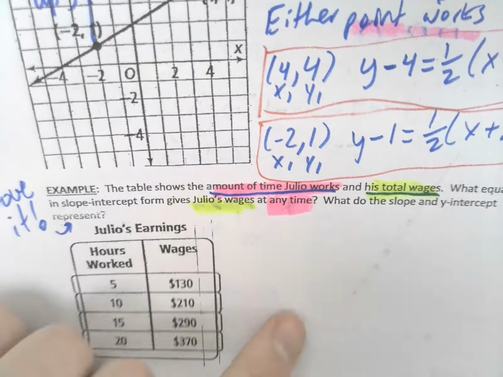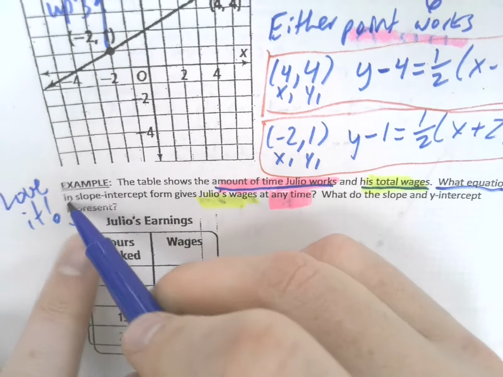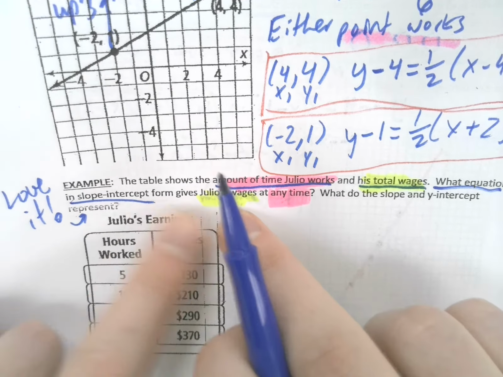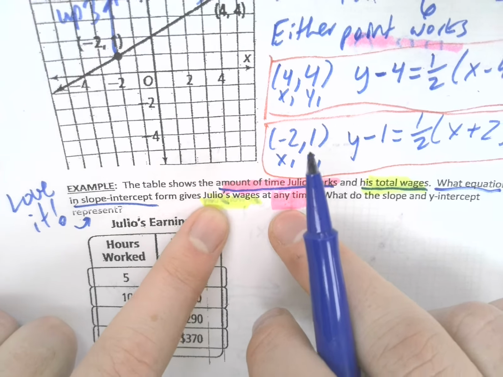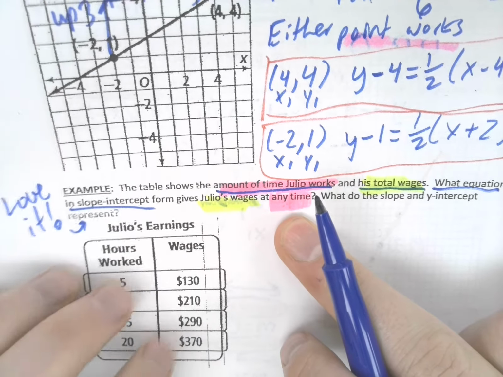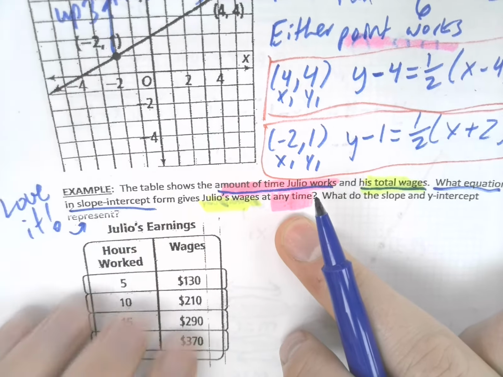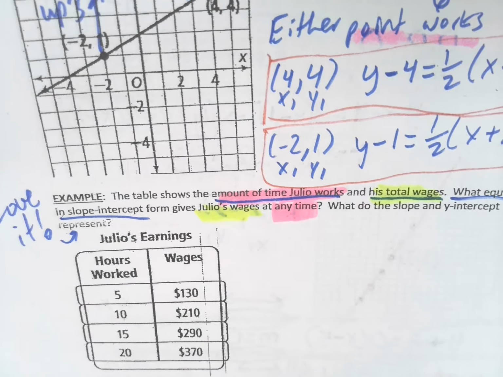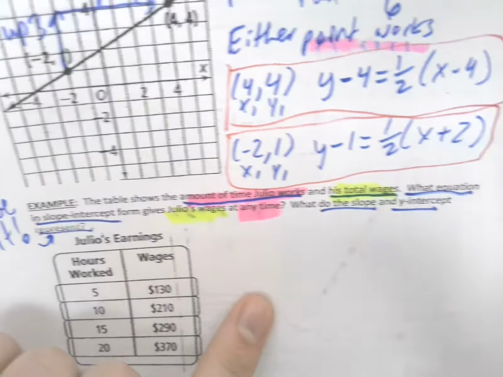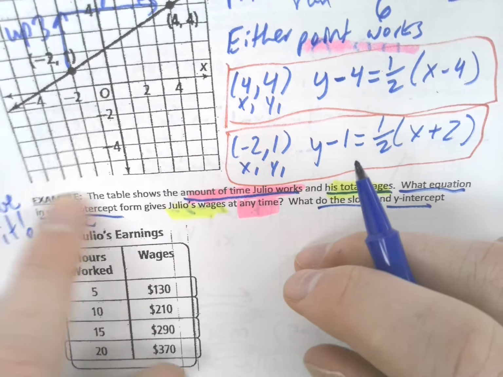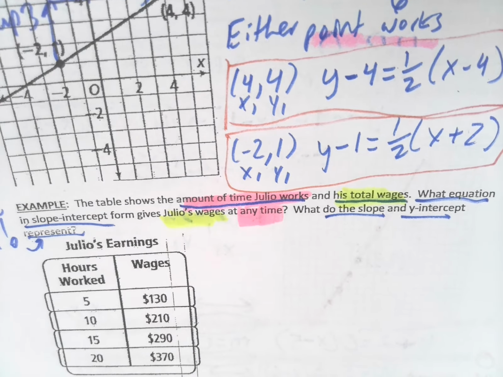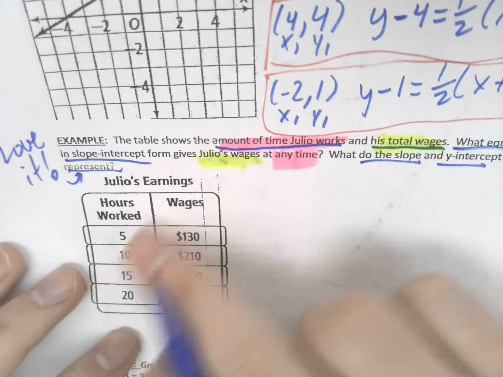And here's the tricky part. We're going to want to eventually write an equation in slope-intercept form that gives Julio's wages at any time. So we're going to write an equation that represents the pattern, the line that his earnings are forming. And then we're going to have to tell what that slope and y-intercept means. So two things. We need to come up with slope-intercept form, and then we need to tell what the slope and the intercept represent. Here's the problem, though.